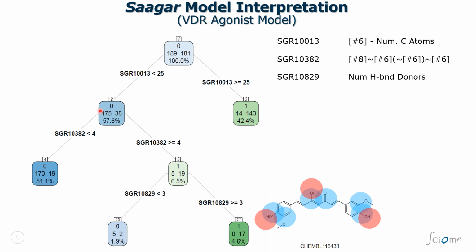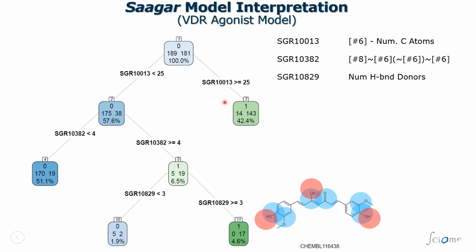This is a relatively simple model, 3 layers, and built with 370 compounds. The core node has an almost 50-50 distribution of actives and inactives. There are 189 inactives and 181 actives. So how do we interpret this model? The feature 013, which is the number of carbon atoms, splits the core node into children nodes 2 and 3 with 213 compounds and 157 compounds.